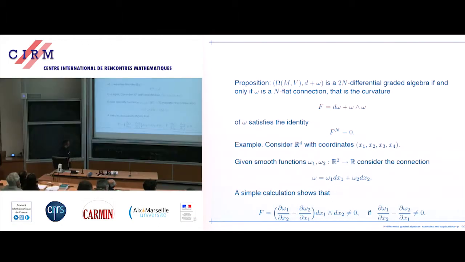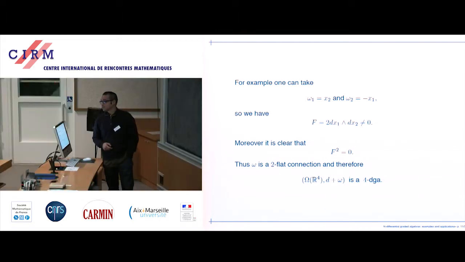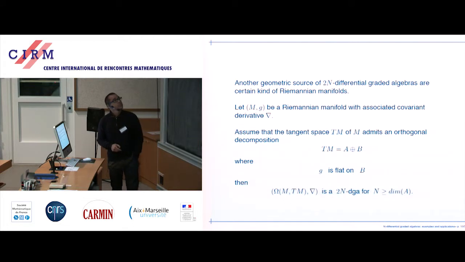So here you have a very concrete example. You take the Popper functions, compute the curvature, which is not 0, and then when you square it, the curvature is 0. So you get an example of a 4 differential graded algebra.